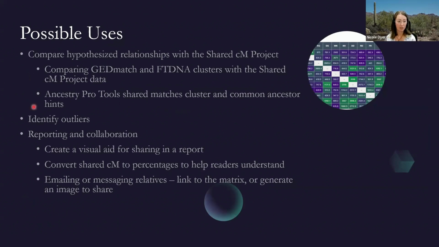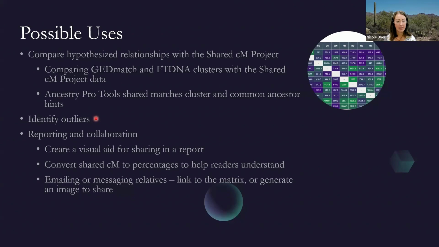Another thing to do would be to go to the Ancestry ProTools shared matches. Maybe you have a cluster that you've given a colored dot, and you can even focus in on just those with a common ancestor hint, because then it will give you a hypothesized relationship that you can test. Then you can manually put that in and test it with the Shared cM Project data.